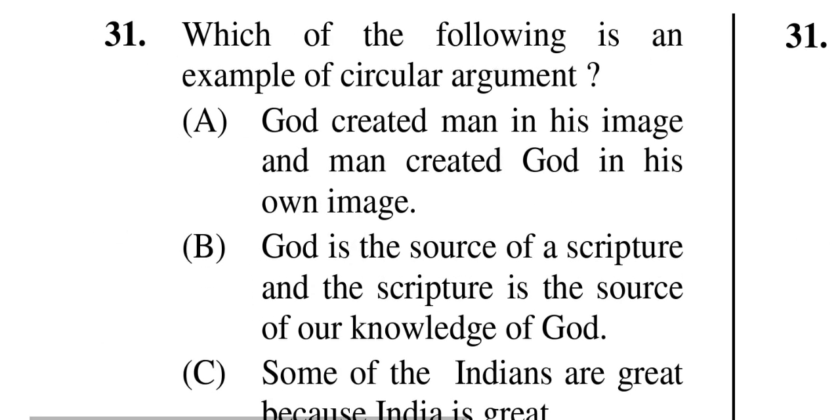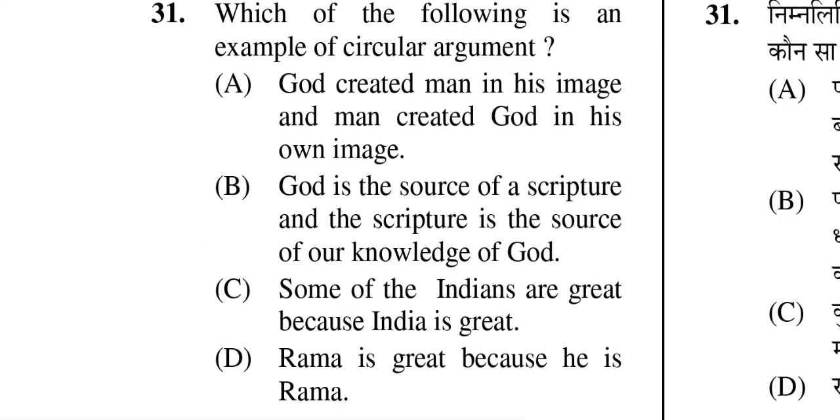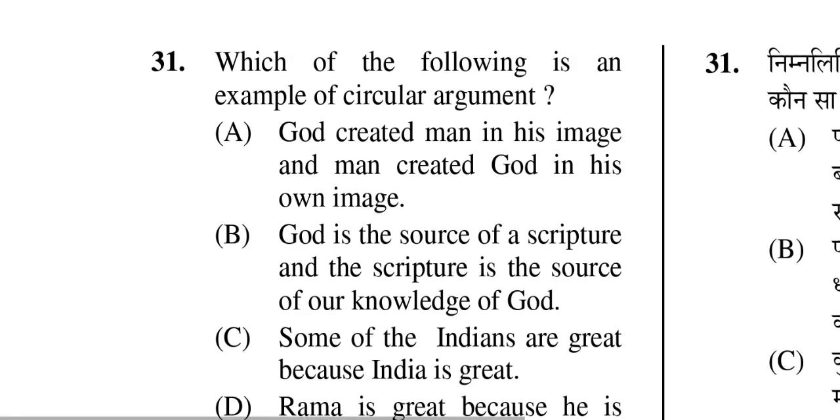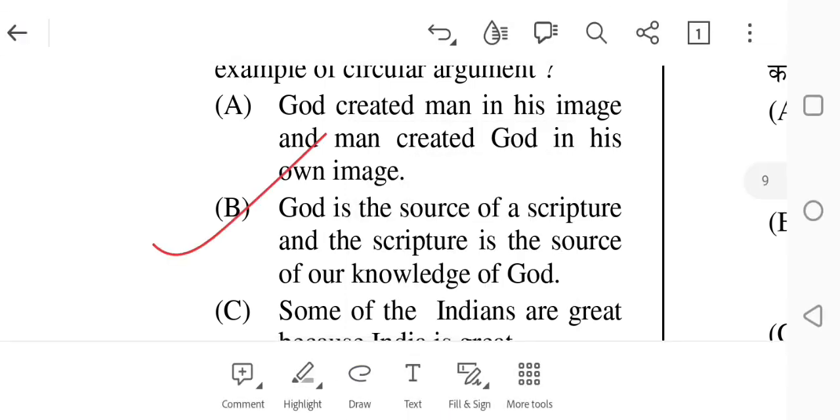Okay, 31. Which of the following is an example of circular argument? God created man in his image and man created God in his own image. God is the source of a scripture and the scripture is the source of our knowledge of God. Some of the Indians are great because India is great. Rama is great because he is Rama. So now we have to find out which of the following is an example of circular argument. First, you have to know what is circular argument. That you can find out from Google. So check it out. Okay, let me give you the correct answer. Number B, God is the source of a scripture and the scripture is the source of our knowledge of God. This is an instance of circular argument. Okay, this is the example of circular argument.